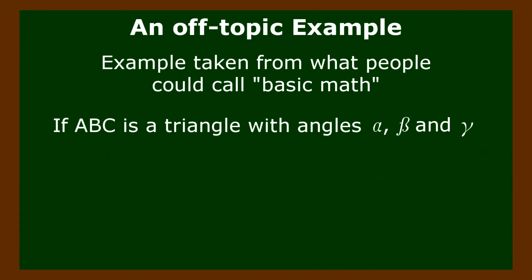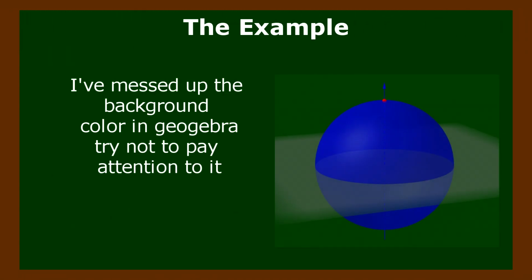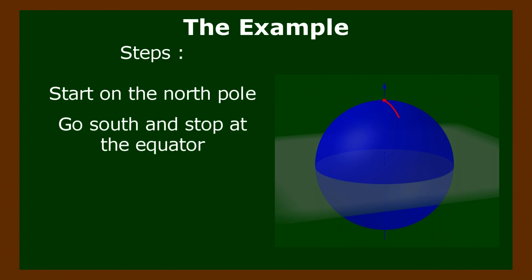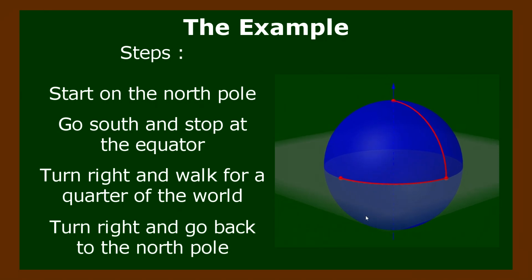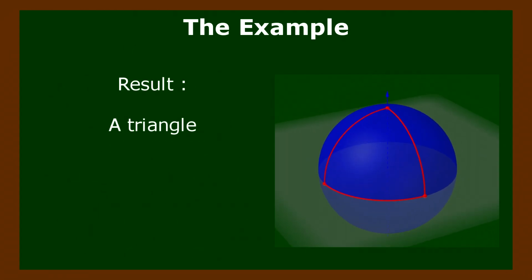You've probably learned that in a triangle, the sum of all angles is equal to 180 degrees. This statement is incomplete. Let's say you're on the North Pole. I don't know why you are here, but it sure does make this video cooler. And you head straight south until you hit the equator. Then you turn right and go around a quarter of the world. Then you turn right again and go back to the North Pole.